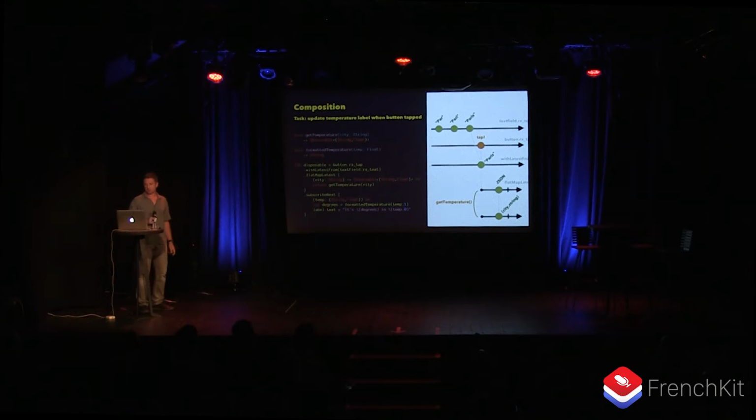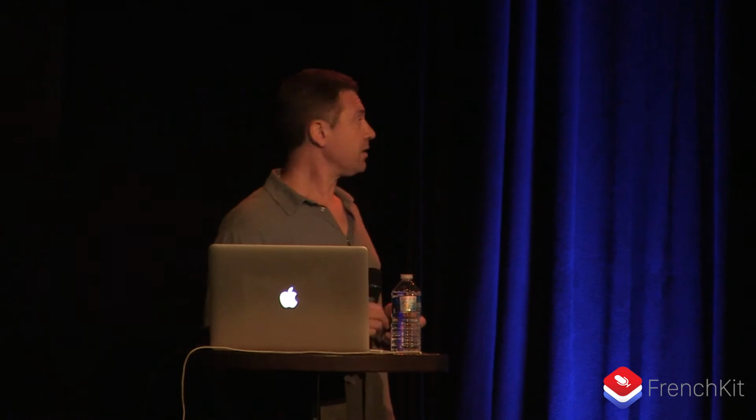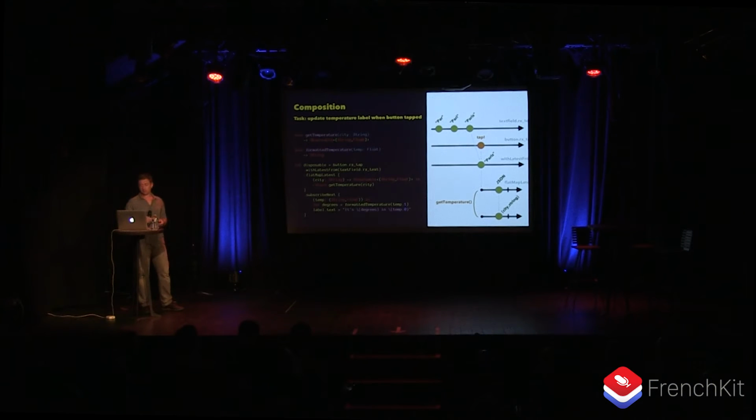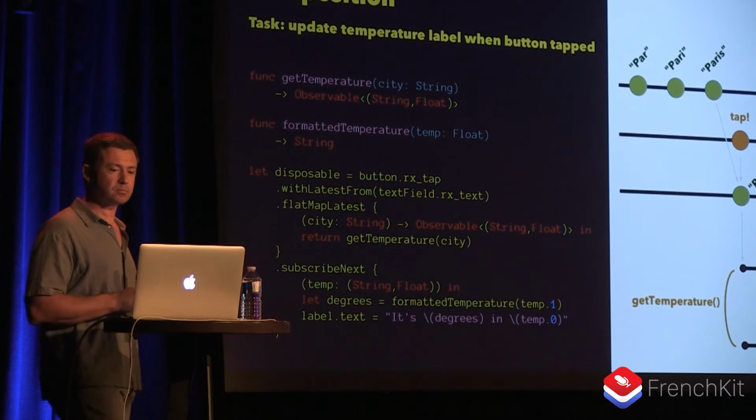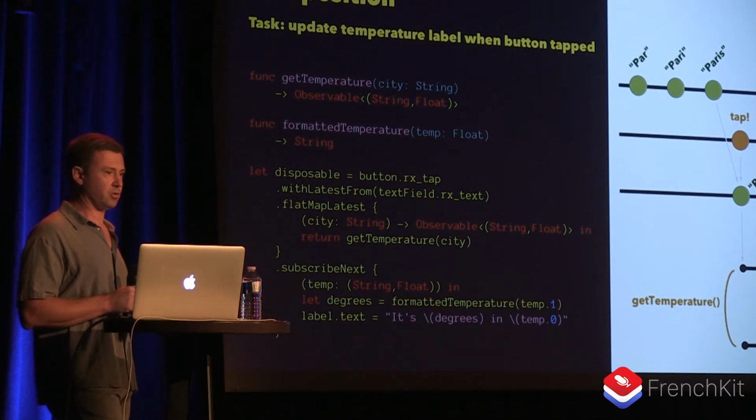So the first task we have to do is to have a screen with a text field, and when the user enters a city name in this text field and presses a button, we are going to fire up a network request and get the temperature in the city that's been named. So to do that, we are going to connect a button, a text field, a network request, and feed the result to a label. We are going to use a composition.